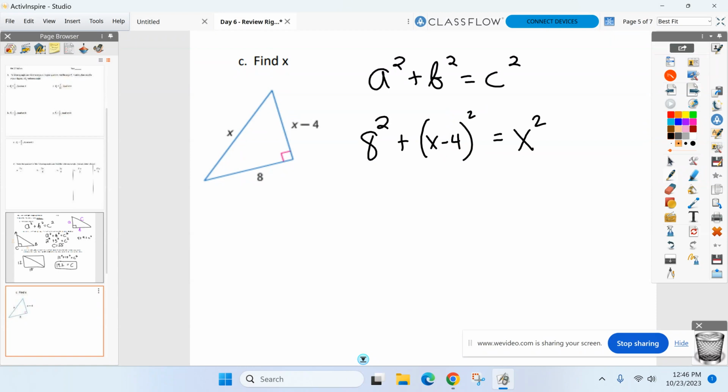Gone are the days of trying to do this because I'd have to do x minus 4 times itself and keep going here, but grab those NumWorks calculators and solve it. Yeah, how about that, huh? But again, the NumWorks calculator is great, don't get me wrong, but you have to set this up correctly to use it.